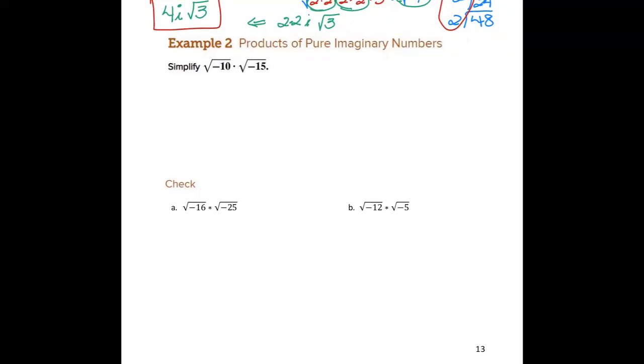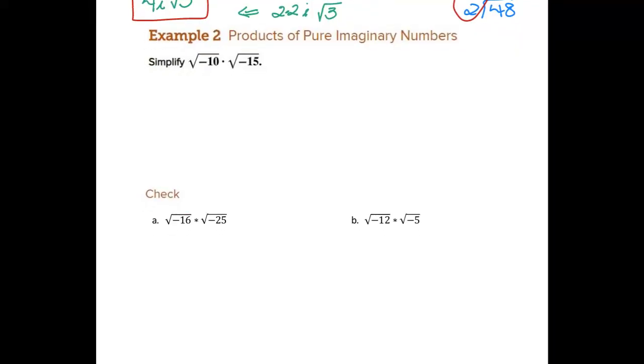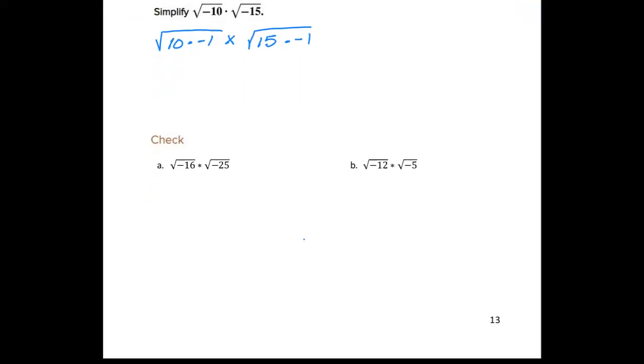All right, here we go. Example number 2, product. So here we are multiplying two imaginary numbers, okay? So first of all, we are going to rewrite each one as a positive number times -1, times, in this case, the square root of positive 15 times -1, because we can break those apart, all right?